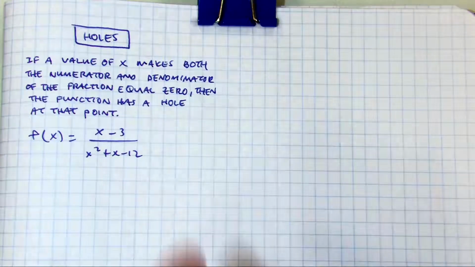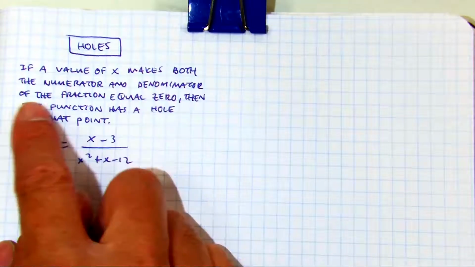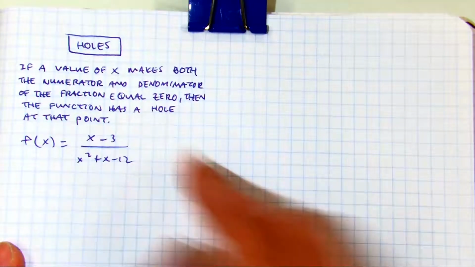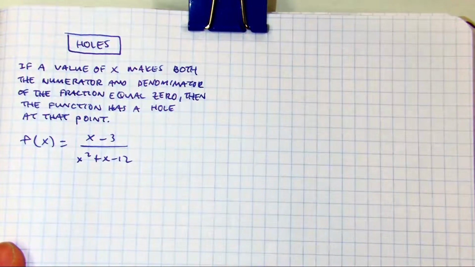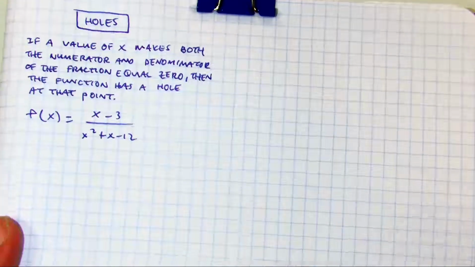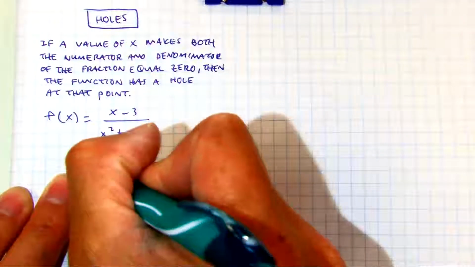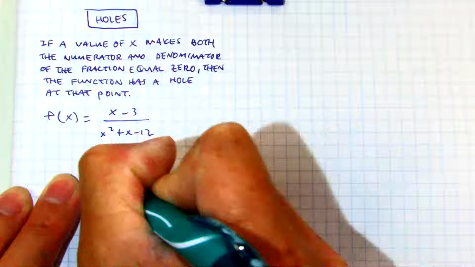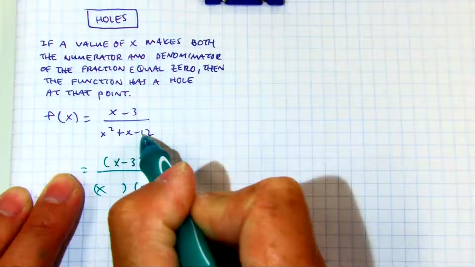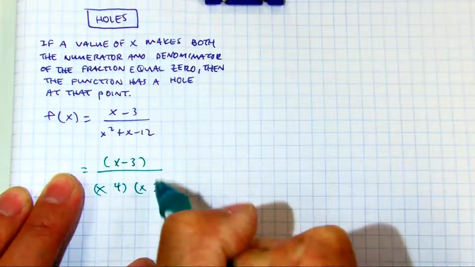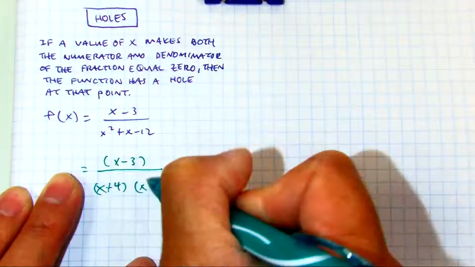Alright, holes. If a value of x makes both the numerator and denominator of the fraction equal 0, then the function has a hole at that point. I'm going to give you some steps, but basically, if you factor this, you need two numbers that multiply to negative 12, that's 4 and 3. Add those together to equal a positive 1, so this will have to be a positive and a negative.